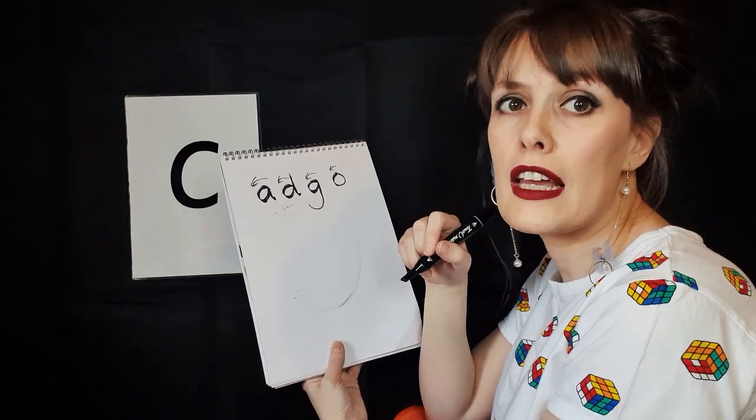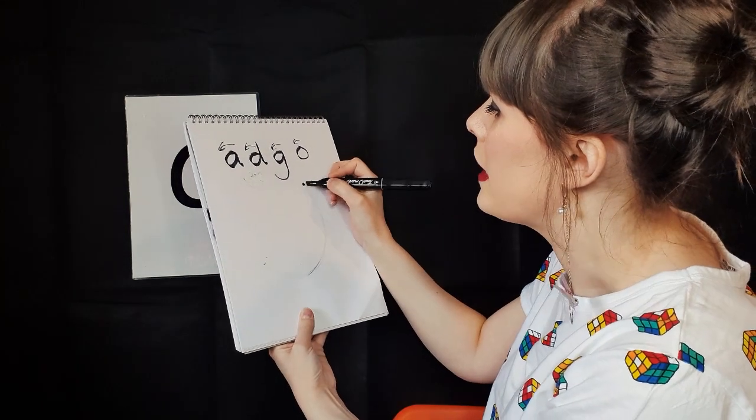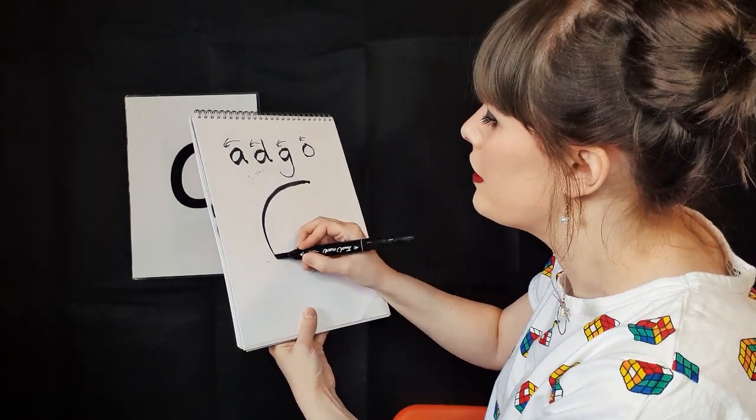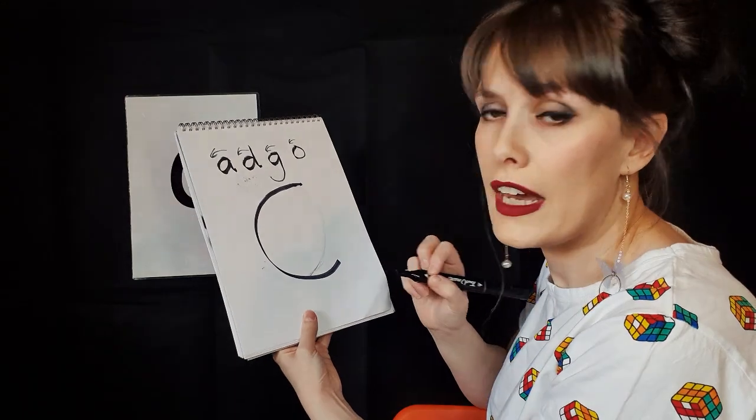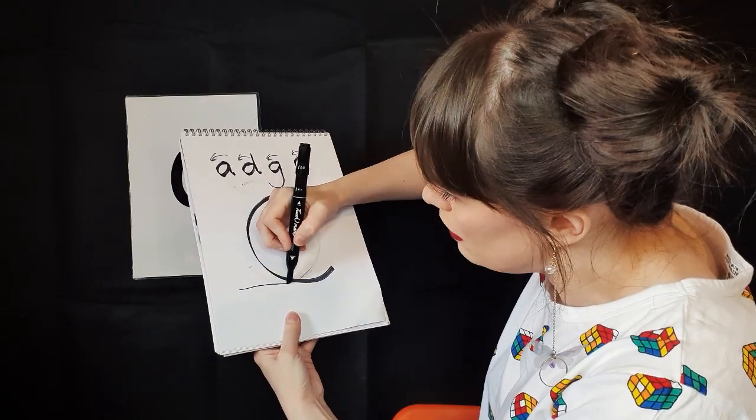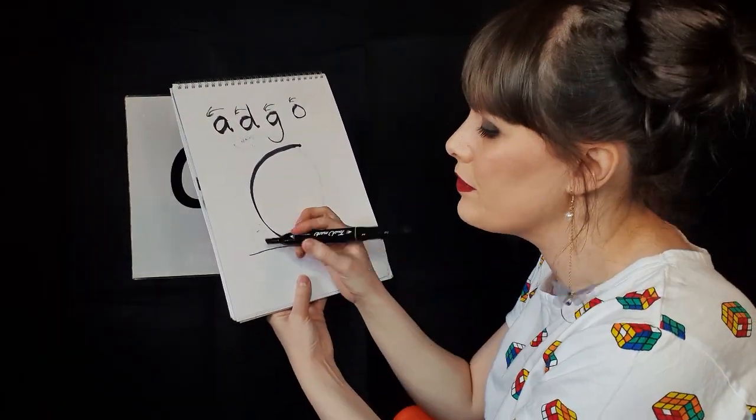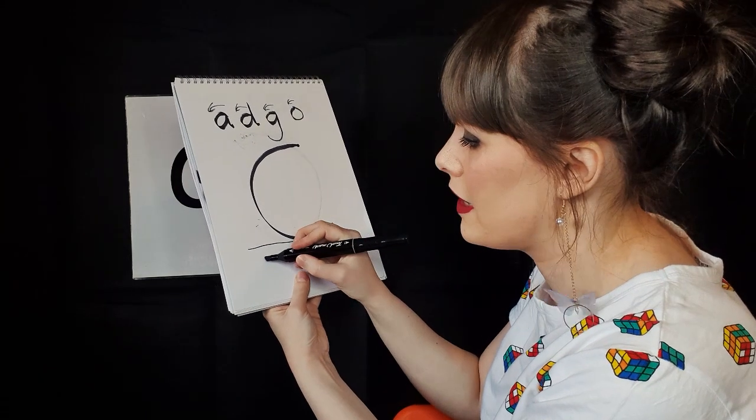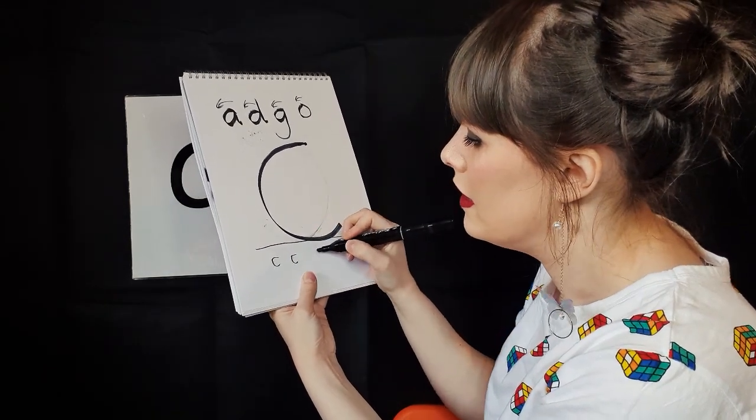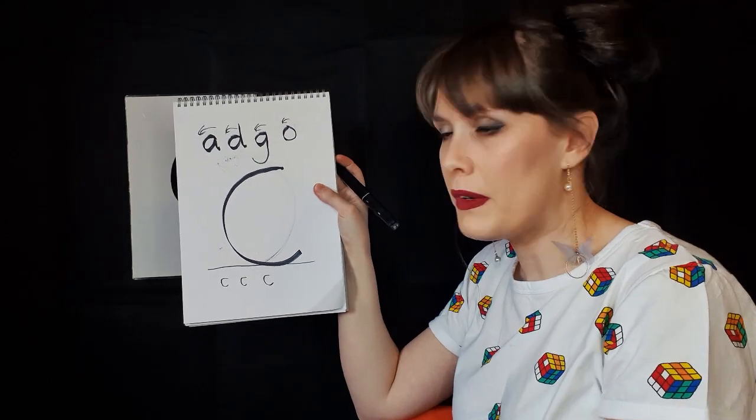We're going to do the same thing for our K. Start from here, curl around the caterpillar. Okay, once again, make sure that the bottom of your letter rests on your line. And then we do 3 little ones again. K, K, K. Can you do that for me now, please?